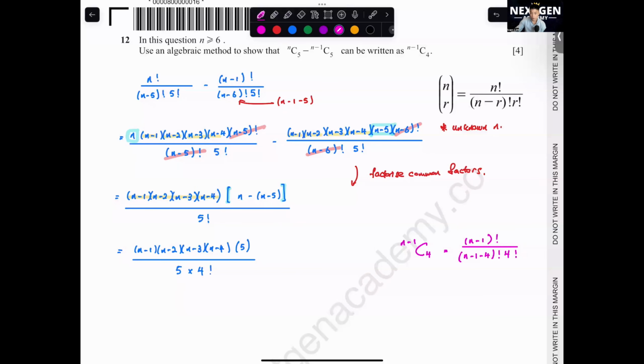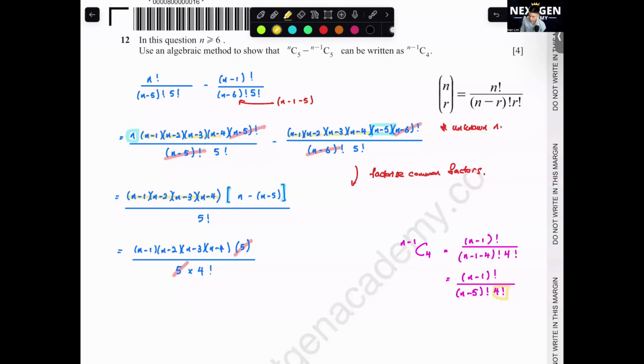Okay, so we need to know what the final form is that we want first, which is something like this: n minus 1 factorial over n minus 5 factorial, 4 factorial. So you see just now why I don't want this 5 factorial: it is because in my final form at the bottom, I only want 4 factorial. So we do one step at a time first. We get rid of this 5 by expanding the 5 factorial to 5 times 4 factorial. Okay, we have achieved this part already.